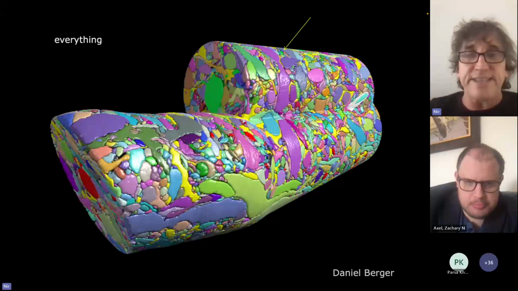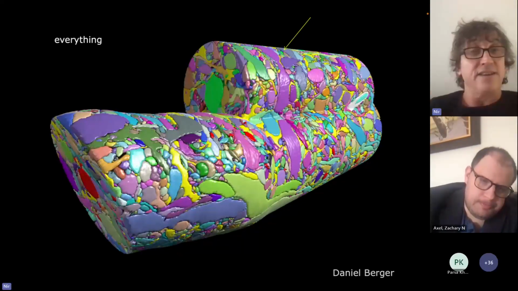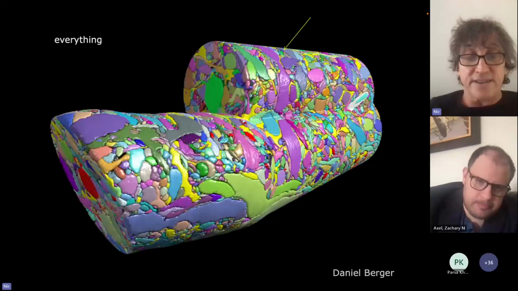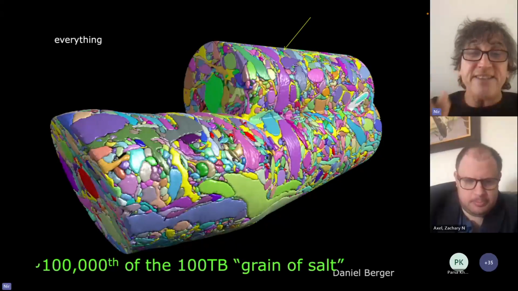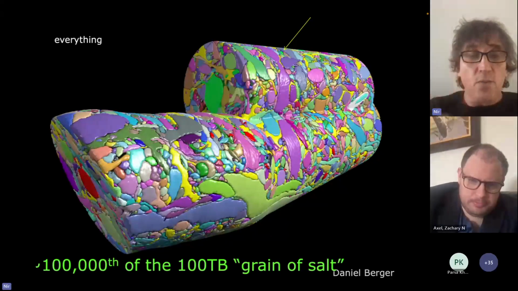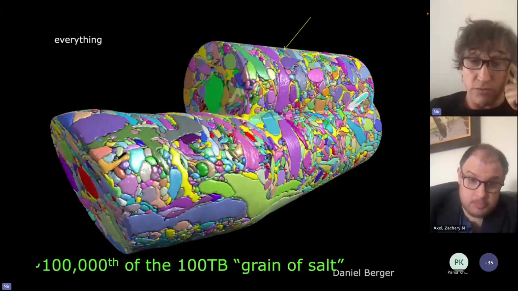So it looks extremely dense. Okay? So that's what I want you to understand. It looks really dense because it's really interleaving a lot here. It's very efficient. Okay? And this is only a 100,000th of the 100 terabyte grain of salt that I showed you.